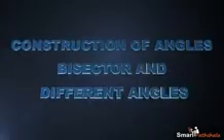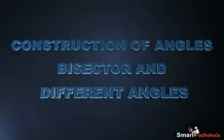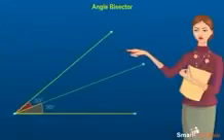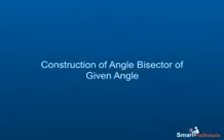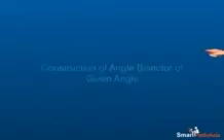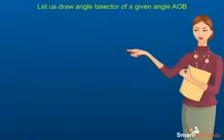Construction of angles by sector and different angles. This module will explain construction of angles by sector and different angles. Angle bisector is the line that divides an angle in two equal parts. Let us learn the steps to construct angle bisector of a given angle. Let us draw angle bisector of a given angle AOB.